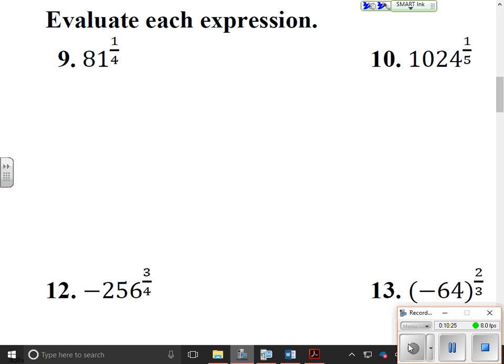So 9. 9 is 81 to the 1/4. Now, 81 is a prime number. In fact, I'm sorry, it's not prime. It's a perfect square. In fact, it's a perfect square of perfect squares. That's kind of cool. So, not only is it 9 squared, it's 3 squared squared, or just 3 to the 4th. 81 is 3 to the 4th. Test in your calculator. So if you have 3 to the 4th, that's equal to 81, to the 1/4 power. And what happens to the exponents? 4 times 1/4 is 1.